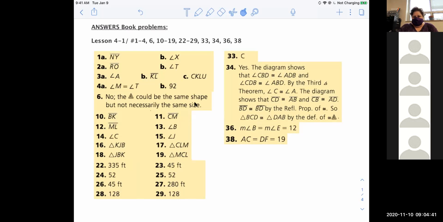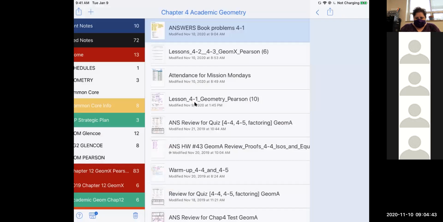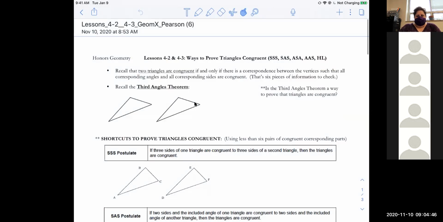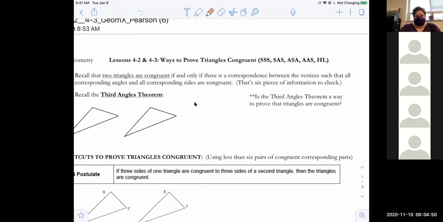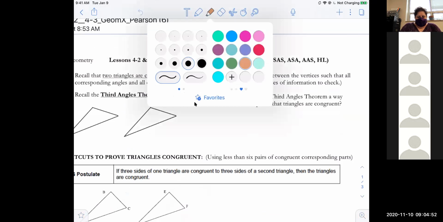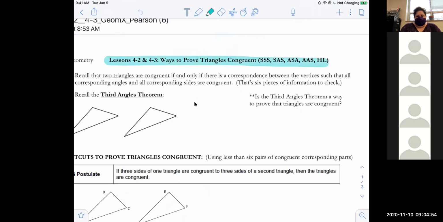Right, this will be lesson 4.2 and 4.3. So 4.2 and 4.3 are a whole bunch of different ways to prove triangles congruent that do not require you to know all the different parts. Okay, so these are all going to be shortcut ways to prove triangles congruent.